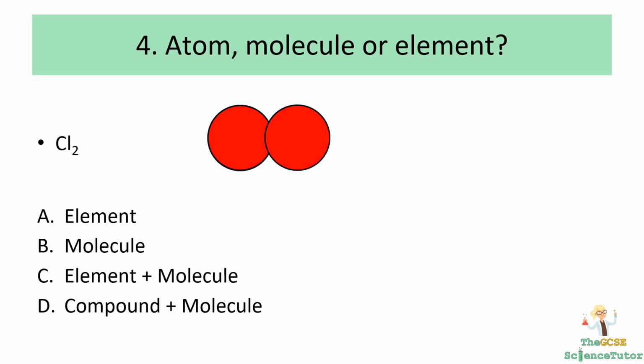What about this one? This is the one that tends to trick people. So we have 2 chlorine atoms joined together. So this would in fact be an element and a molecule. It's a molecule because we have more than one atom there, but we can only describe it as an element because it is the same type of atom. They are both chlorine atoms, therefore they cannot be a compound.